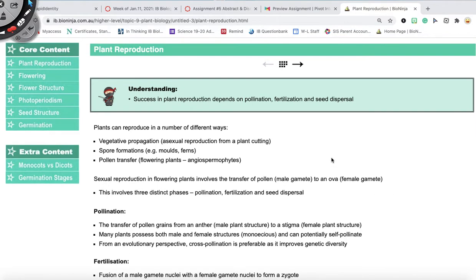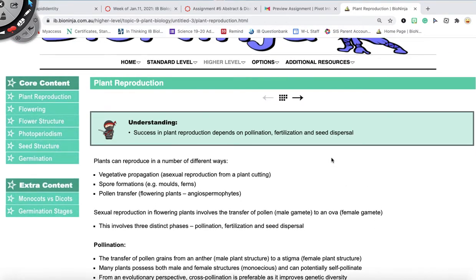Hello students. All right, so today we are going to start topic 9.4, plant reproduction, and we're going to start with the essential understanding. And the essential understanding states that success in plant reproduction depends on pollination, fertilization, and seed dispersal. So we're going to look at those different modes there.